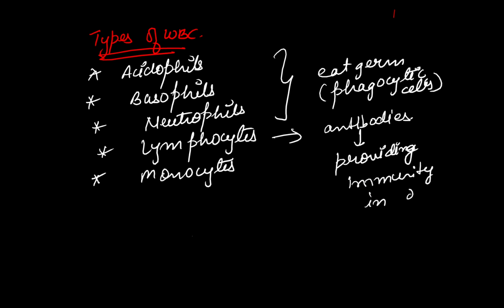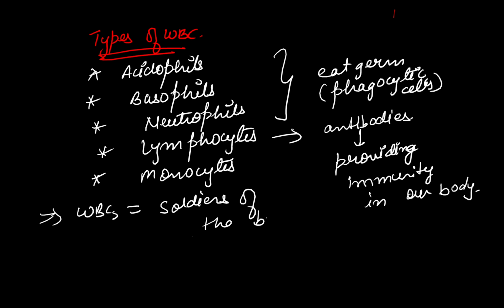Immunity in our body means the preparedness of our body to fight foreign bodies, foreign particles, due to which we are protected from disease and infection. That's why white blood cells are known as the soldiers of our body. It means they are responsible for the defense mechanism of our body. This is because they protect the body from attack of disease-causing germs and other harmful foreign materials. Is it clear?